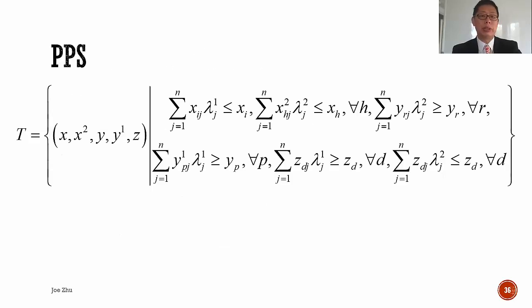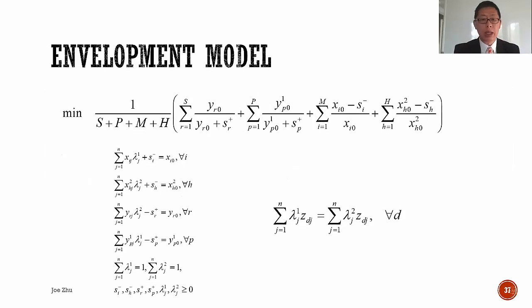The other approach is just to build a PPS, production possibility set. Okay, you can do that. So that's the environmental side. And from there, you can also build an environmental model. And here in the multiplier model, the ratio model, you set the weights to be the same for the link, and here you have these equations to express the linkage between the two components, the two stages of the network.